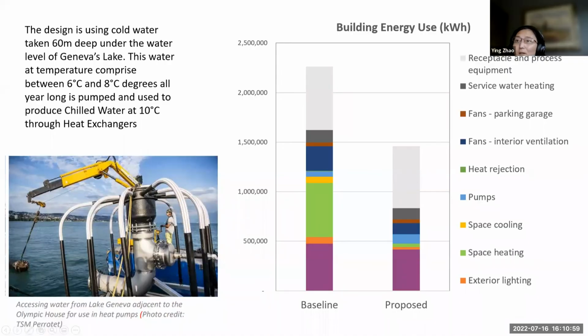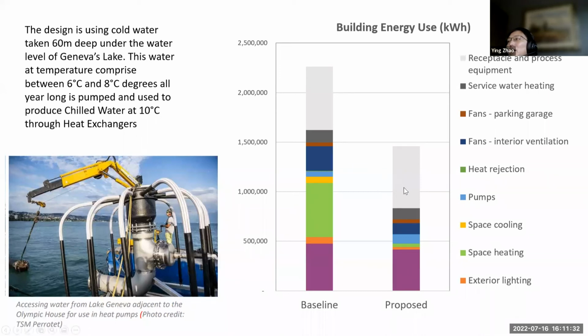So this picture shows that they pump the water from the lake. The lake water is always like 60 to 8 degrees. That's perfect for cooling. So they use that for free, just some pump energy. So that chart shows the energy use of the building before they apply the renewable energy on the top of the roof.